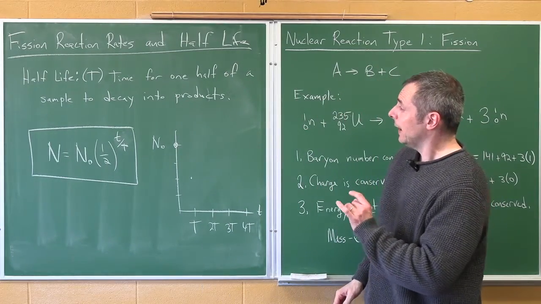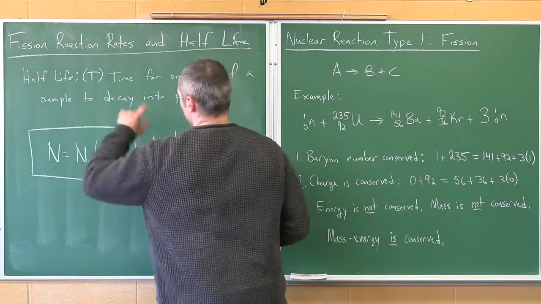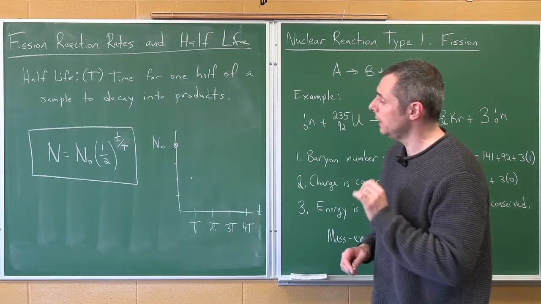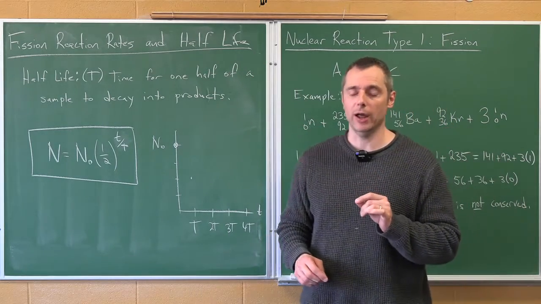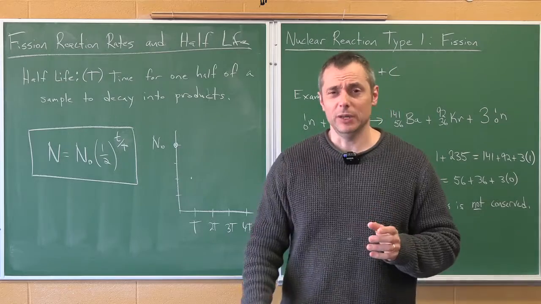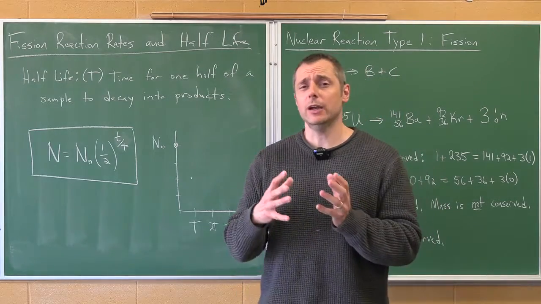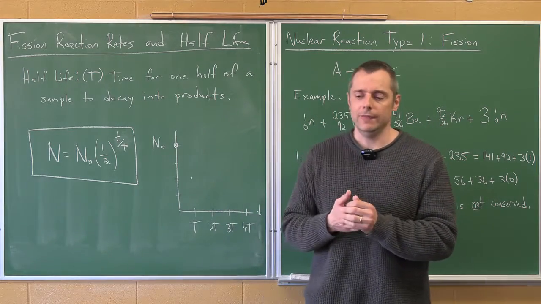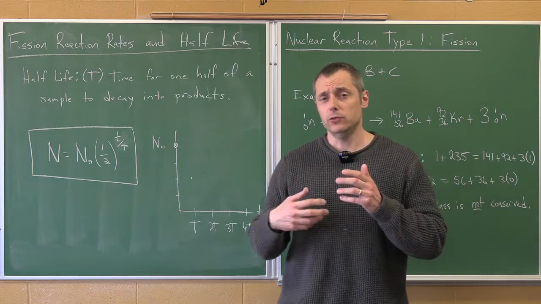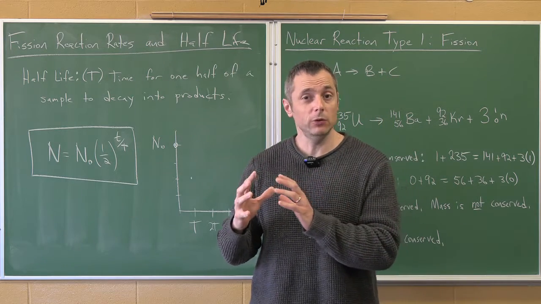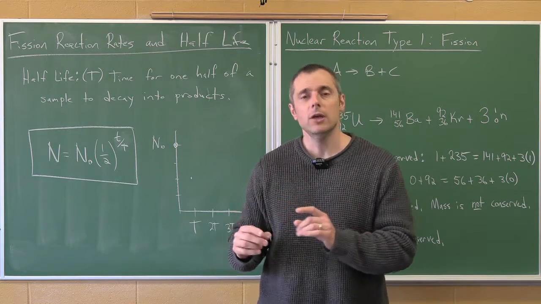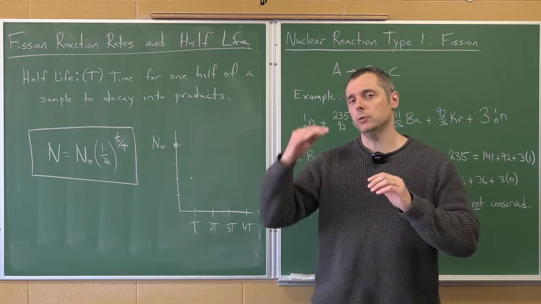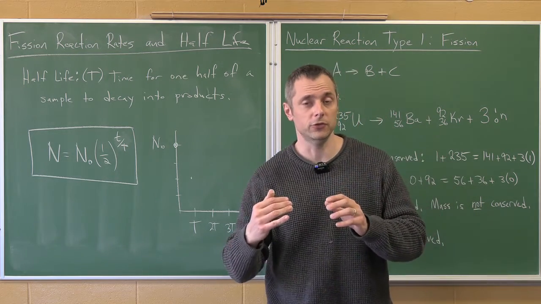Okay, so half-life is defined as the time it takes for 1/2 of a sample to decay into products. So let me just pick an easy number. Let's suppose I got 1,000 atoms. And then I wait, and in 2 years, I see that only 500 of them are left. So the half-life is 2 years because we went from 1,000 to 500.